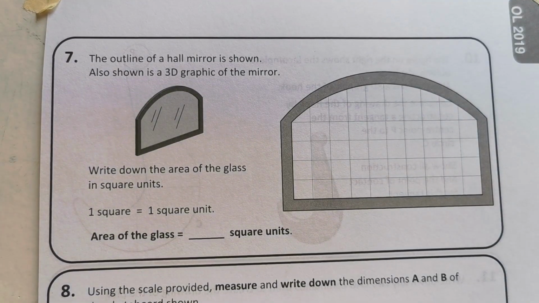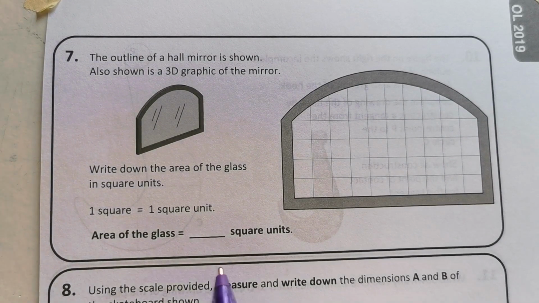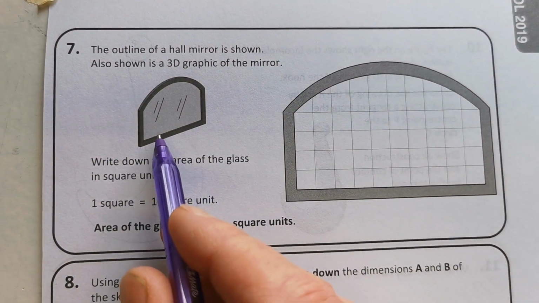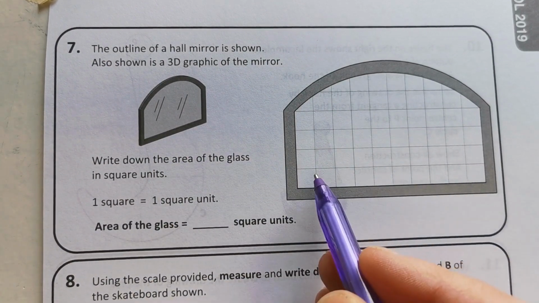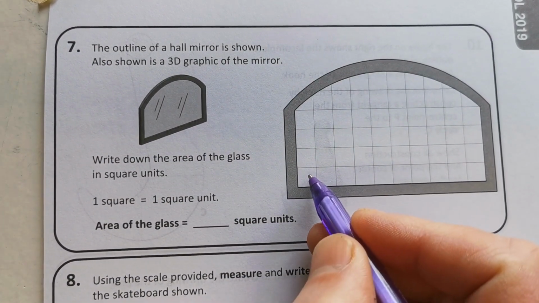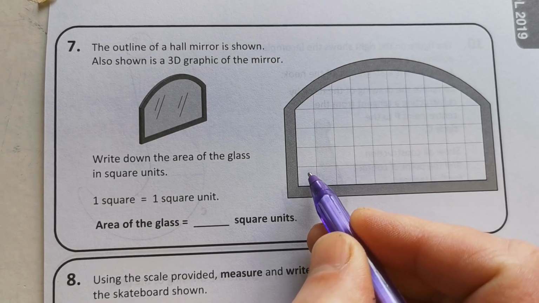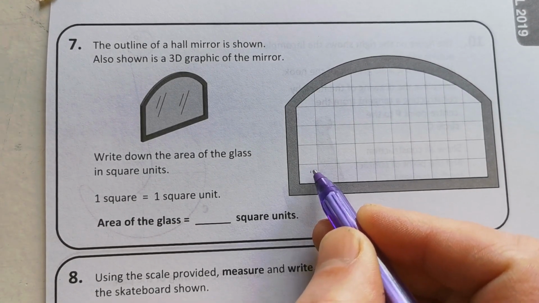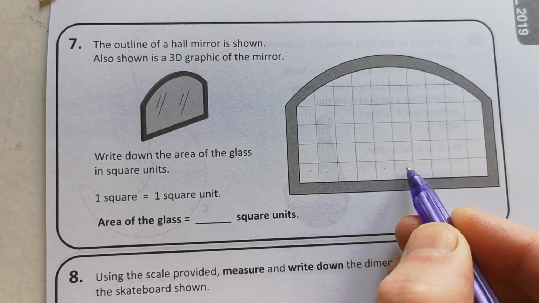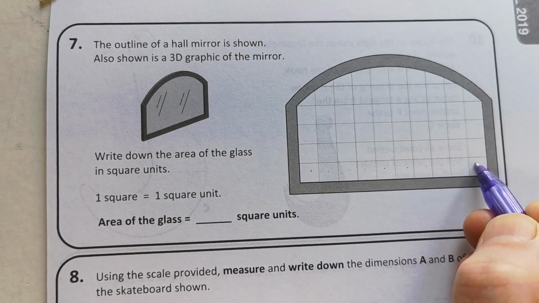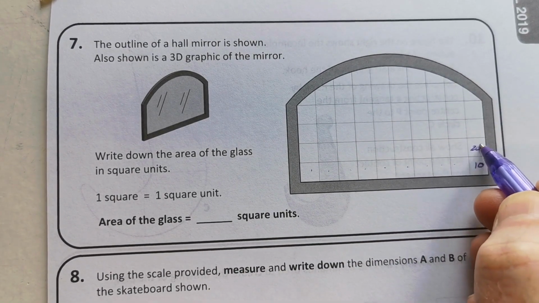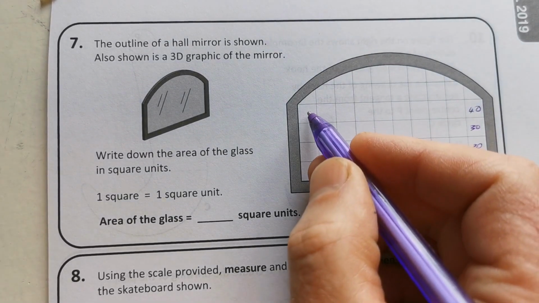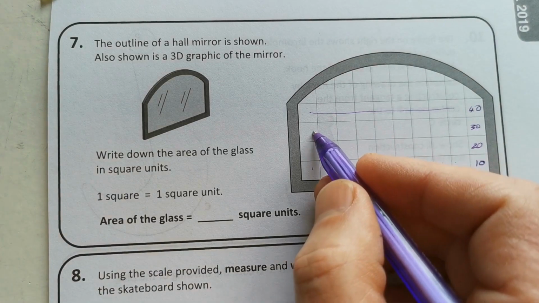Now question 7. What you're asked to do there is write down the area of the glass in square units. So basically these come up every year, it's counting the squares. A fast enough way to do this is I'm going to count there. You've got 1, 2, 3, 4, 5, 6, 7, 8, 9, 10. So that would be 20, 30, 40. So that takes care of all of those.